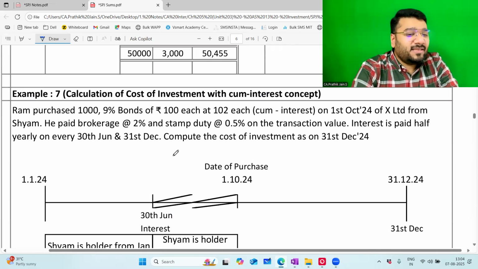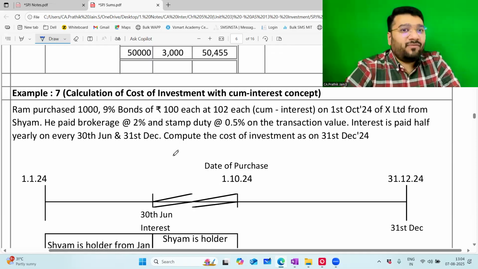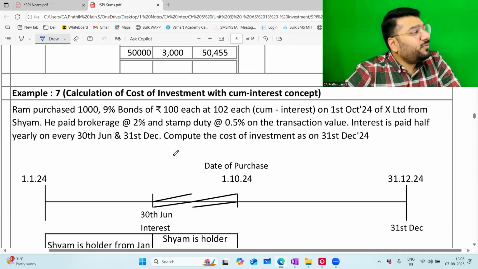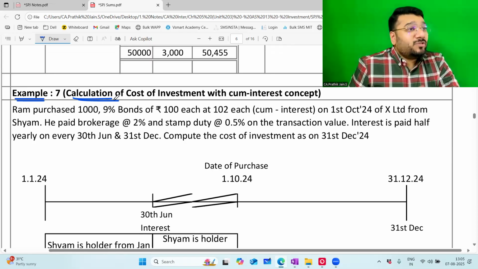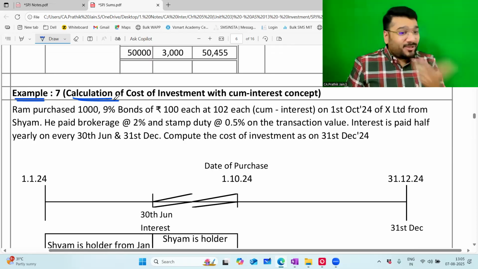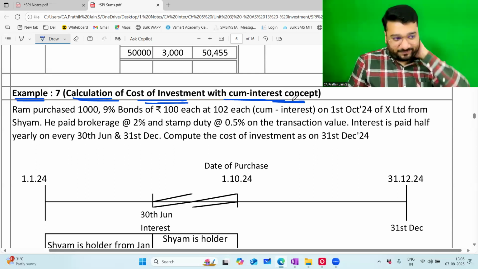See, the logic of doing this is that both the ex and cum concepts will be done today. So that flow will be set for all of you. One question only. Half an hour should be fine. Now, example 7, calculation. For those people who watch this as a future recording, they'll be shocked, like how you're shocked now. Calculation of cost of investment with cum interest concept.